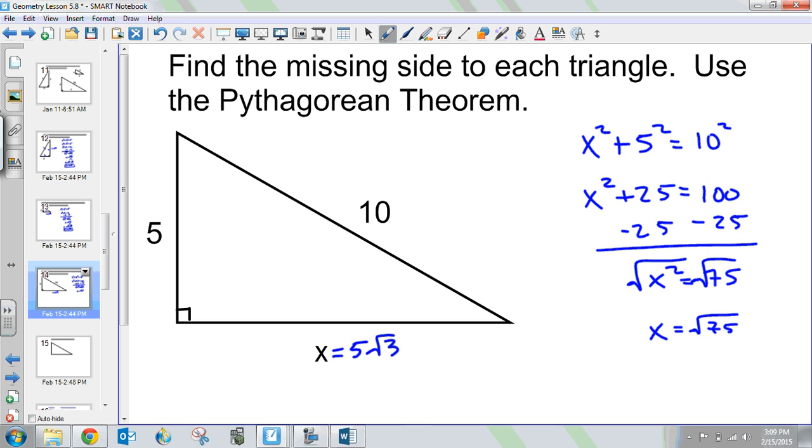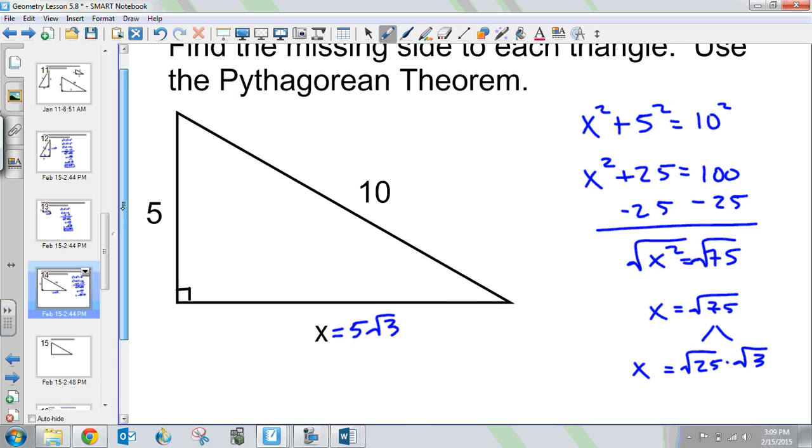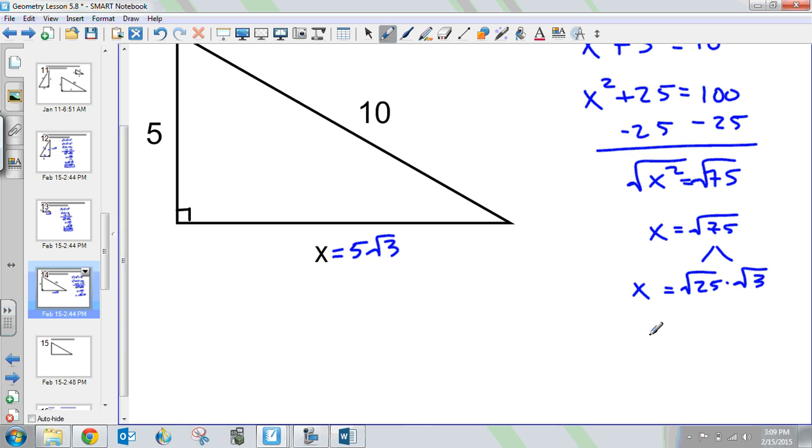Now this is an exact answer. Okay, but I can split this up. I can simplify this, and I can say that, well, isn't this really just the square root of 25 times the square root of 3? Okay, is equal to x. Oh, man. I see it. So now I get x is equal to 5 times the square root of 3.